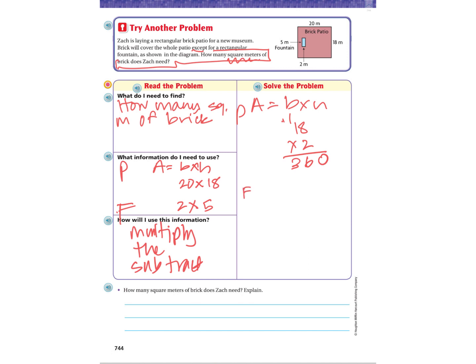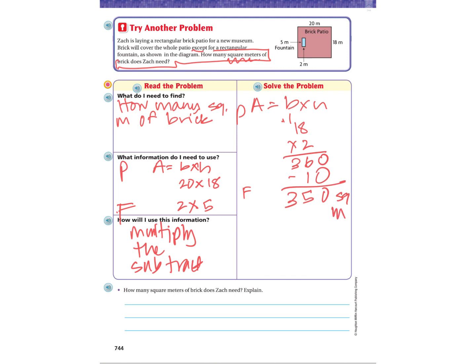Now let's find the area for our fountain. So 2 times 5. Oh, let's just do it this way. 2 times 5 is what? 10. Yeah, so we know it's 10. And we already wrote down that we're going to subtract. So let's just write the 10 under there. We'll subtract. 0 minus 0 is? 0. 6 minus 1 is? 5. 3 minus nothing is? 3. So 350. Help me label it. 350 square meters.